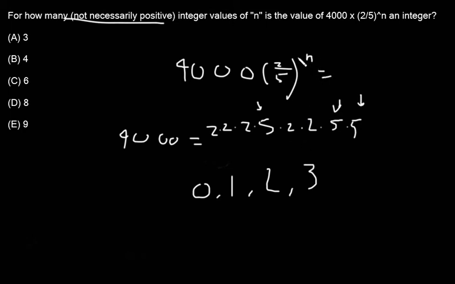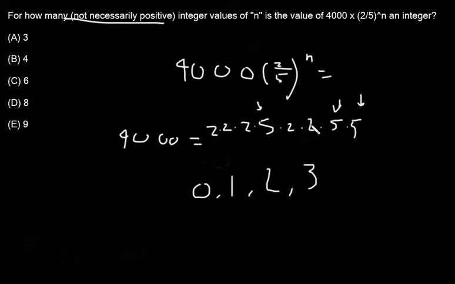Well, if we plug in the number 4, we'd get 2 to the 4th power over 5 to the 4th power. And we know that 5 to the 4th power is not a factor of 4,000 because we only have 3 5s here. So we know that we cannot go greater than 3, alright? 3 is our max. So let's try going down to the negative values, okay?